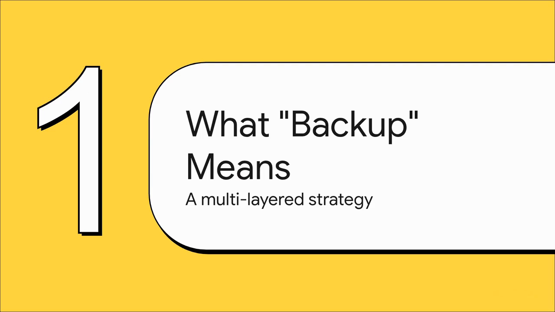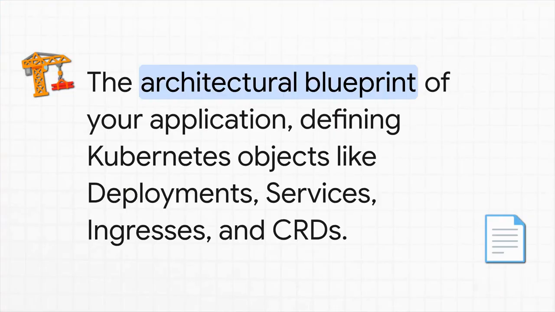All right, first things first. When we talk about backing up Kubernetes, it is not, I repeat, not a single operation. It's really a multi-layered strategy. And understanding these layers is the foundation for everything else we're going to talk about. It all starts right here with the cluster state. Just think of this as the architectural blueprint for your entire application. It's how everything is deployed, how it's exposed to the network, how it's all structured. This is the declarative what of your system.